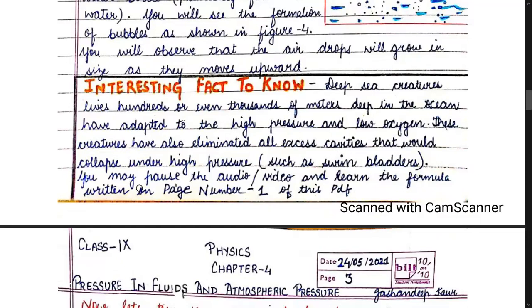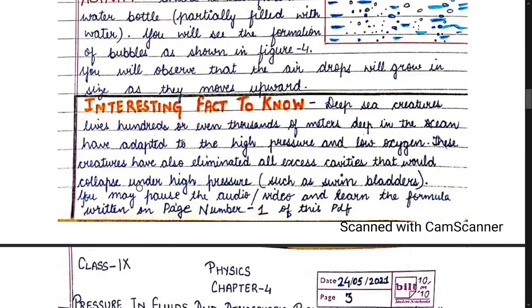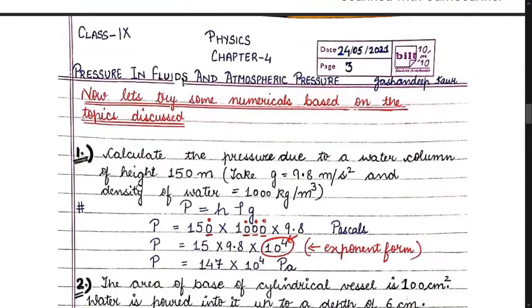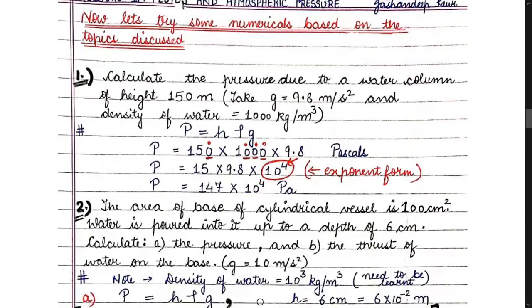So now you can pause this session and learn the formula written on page number 1, which we did right now only. P is equal to P naught plus H rho G. And then, children, you can start doing some numericals which are based on this topic.